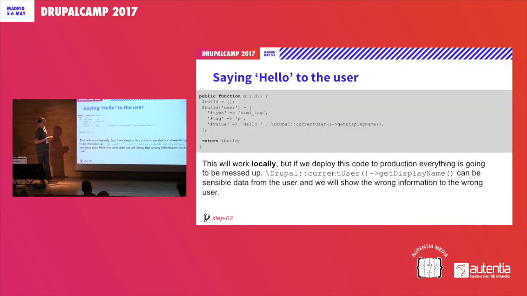So I'm going to create another example that is going to be changing that simple block that I have created. Now I'm going to say hello to the user. So I'm going to type this hello, and I'm going to display the name. I'm not using the dependency injection yet here. And it's going to be better to do it in the other way, but we will see that.